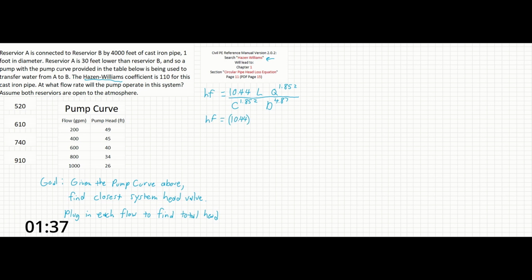Now we can plug in our known values from the problem statement. Note that the units are inconsistent, as the length is in feet, but diameter is in inches. Even 10.44 is actually a variable given in the reference manual. So length is going to be 4,000 feet, C is going to be 110 as given in the problem statement, and the 1 foot diameter pipe will be expressed in inches. So solving this out, we simplify this equation down to just the terms H_f and Q.